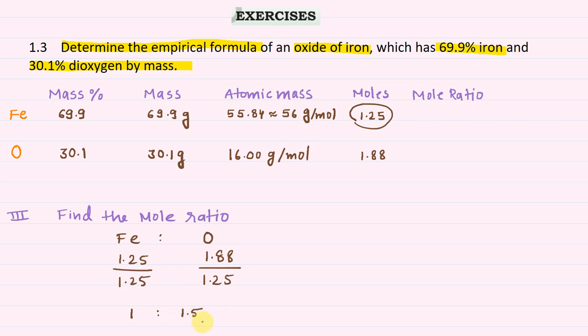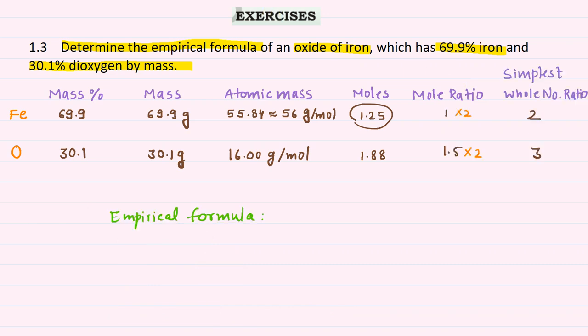We are getting some decimal value. We need an integer value. So what we will do, we will multiply this by a number so that we can get an integer value. So let us multiply it by 2. On doing so, the ratio we are going to get here is 2 ratio 3. Okay. So here we can write that the simplest whole number ratio will be 2 is to 3. That is, we will be having 2 Fe atoms and 3 oxygen atoms. Hence, the empirical formula will be Fe2O3. I hope you understood this solution.